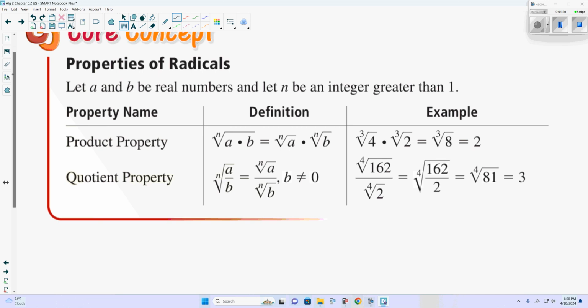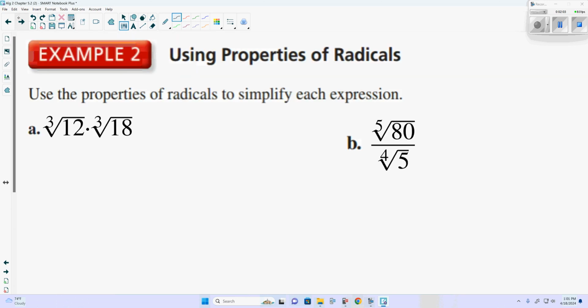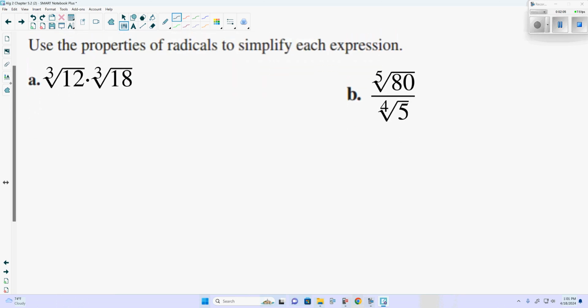Quotient property. If I have something being divided inside of a radical, I can rewrite it as the division of those radicals, or go back the other way. We can combine them. Because the issue with this here is, I can't have a radical in the bottom of a fraction. But when we combine them, the 4th root of 162 over 2, well, 162 divided by 2 is 81. And then we can simplify the 4th root of 81. And we need to use those kind of properties to be able to simplify these.